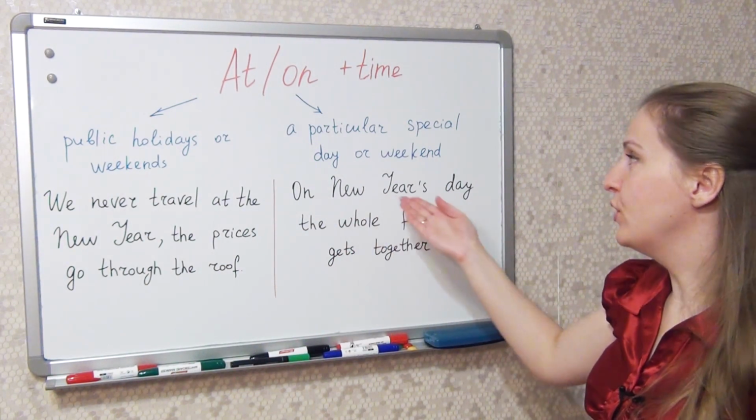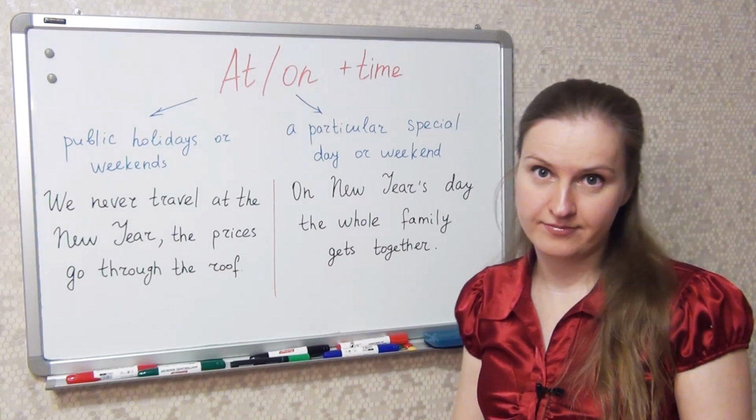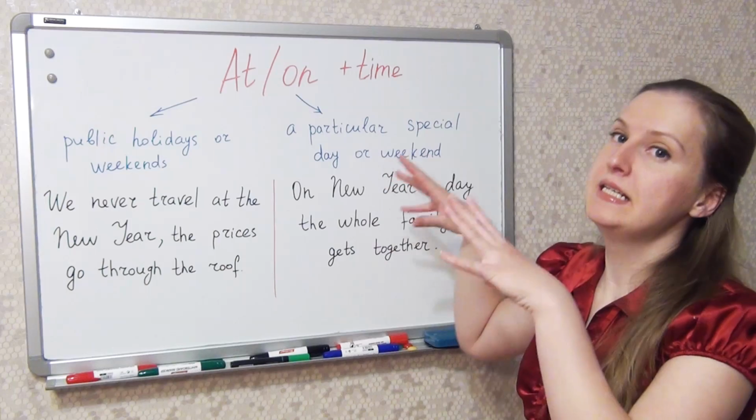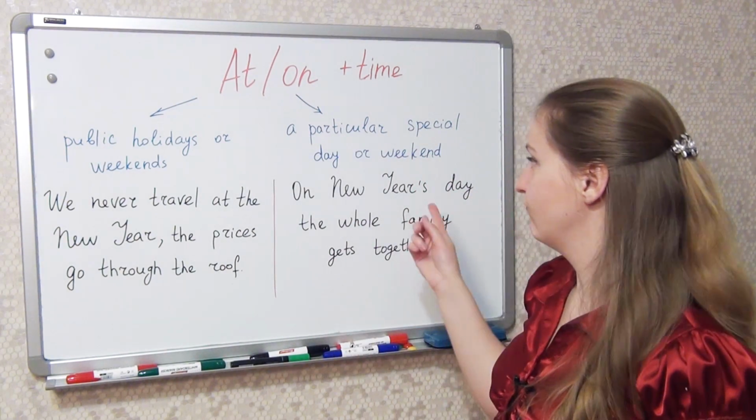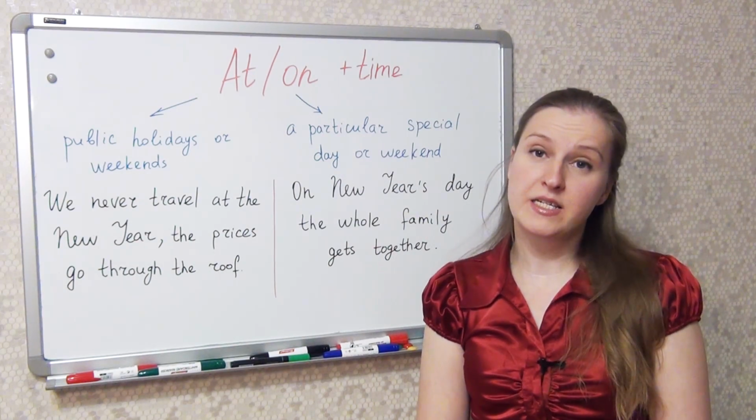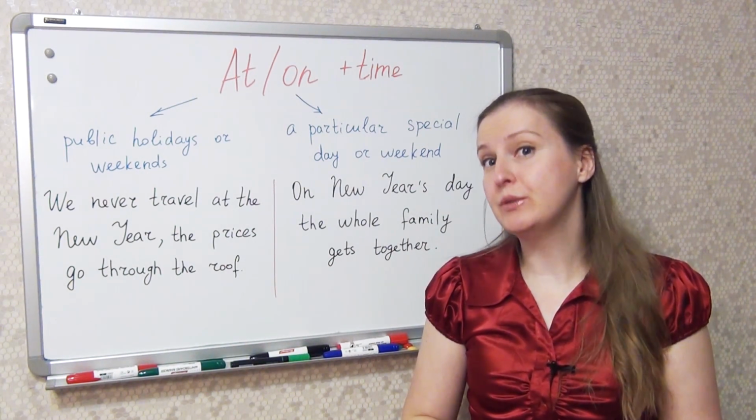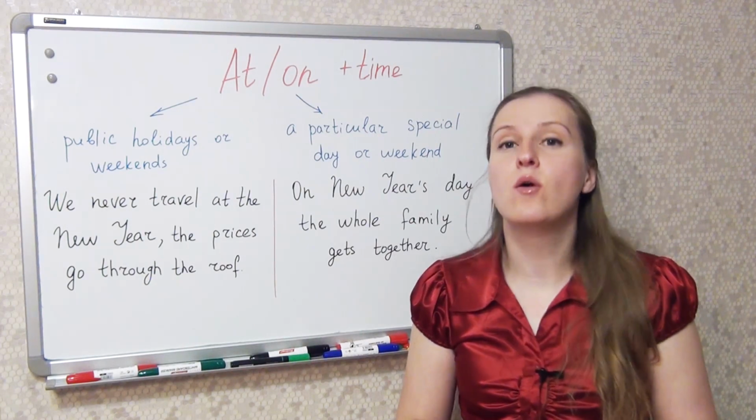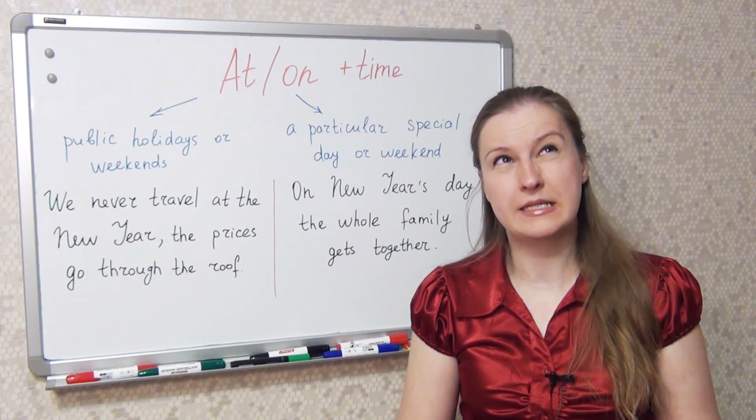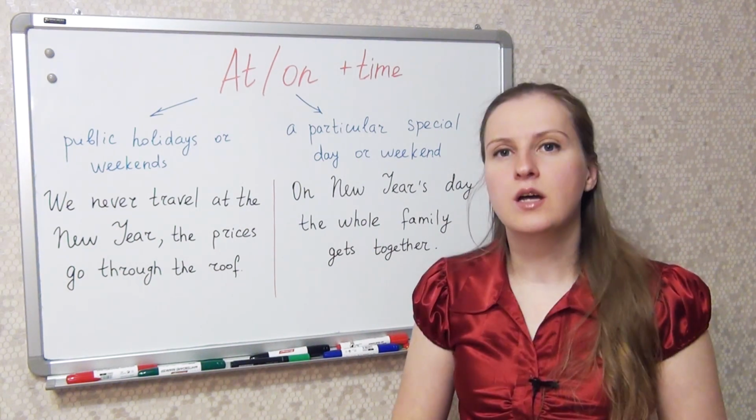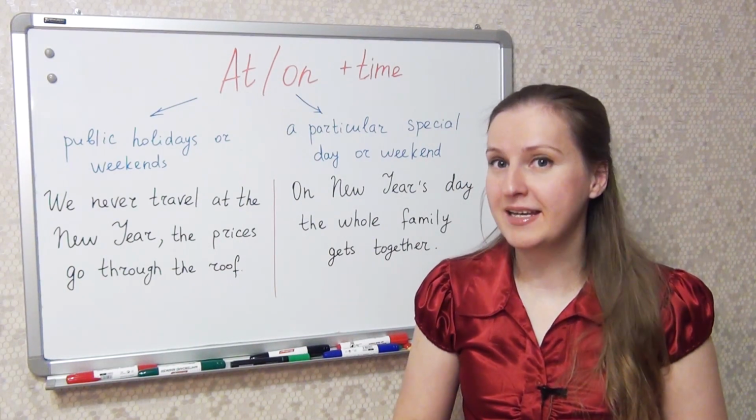Here, on New Year's Day, the whole family gets together. Here I mean this special day, the New Year's Day. At the weekend, I usually go hiking. Our school reunion usually takes place on the last weekend of February. Or is it the first? Unfortunately, here, the triangle logic does not apply.